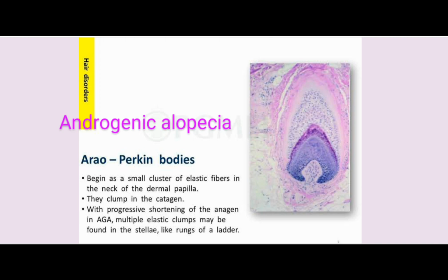Then is Pinkus bodies. They are seen in androgenic alopecia, and begin as a small cluster of elastic fibers in the neck of the dermal papilla. They clump in the catagen, and with progressive shortening of the anagen, there are multiple elastic clumps. Basically, these are elastic clumps in the hair follicle in the dermal papilla in androgenic alopecia.